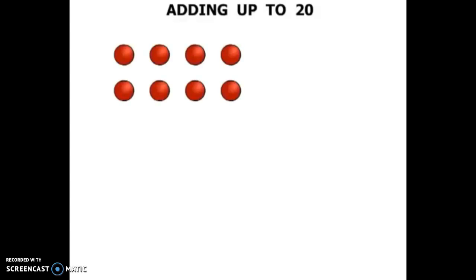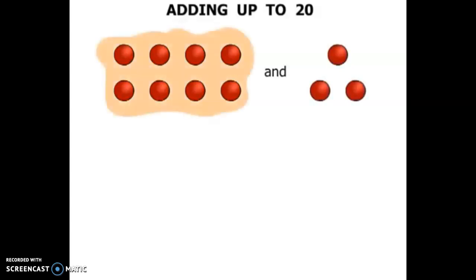First, we start with our first add-in, and let's see. We have a group of red balls and another group of red balls. We have 8 in our first group. 1, 2, 3, 4, 5, 6, 7, 8. There's our 8, which is the same as the plus sign, plus our second group of 3.